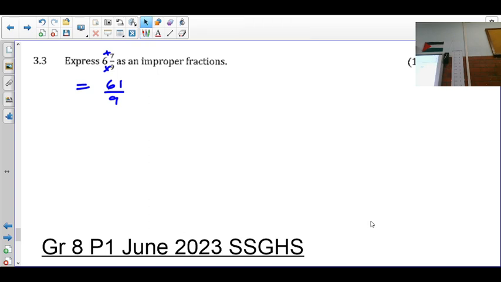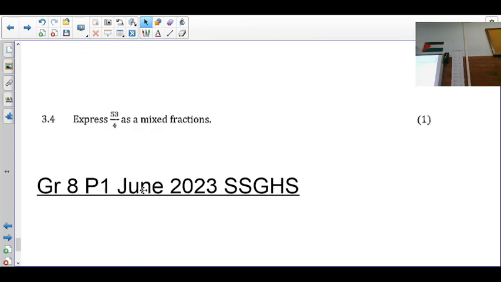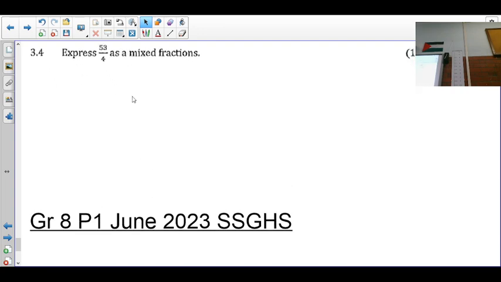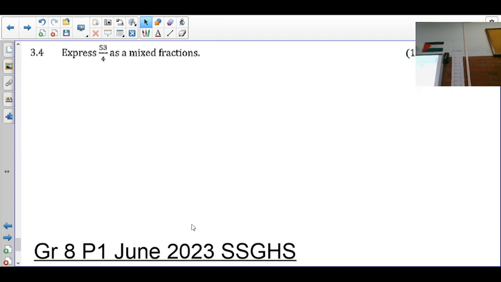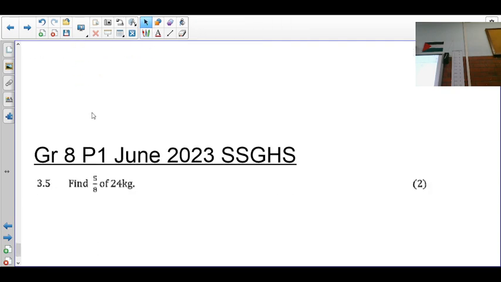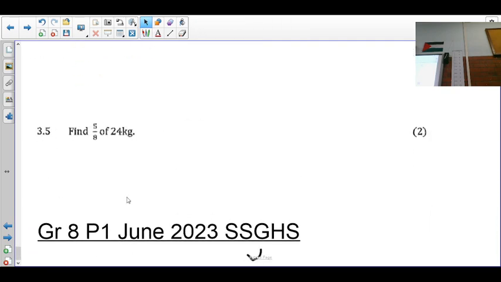Right. Express 53 over 4 as a mixed fraction. 4 goes into 5 once, carry 1. 4 goes into 13 3 times. Remainder 1. So it's 13 and a quarter. That was the answer that was needed there.